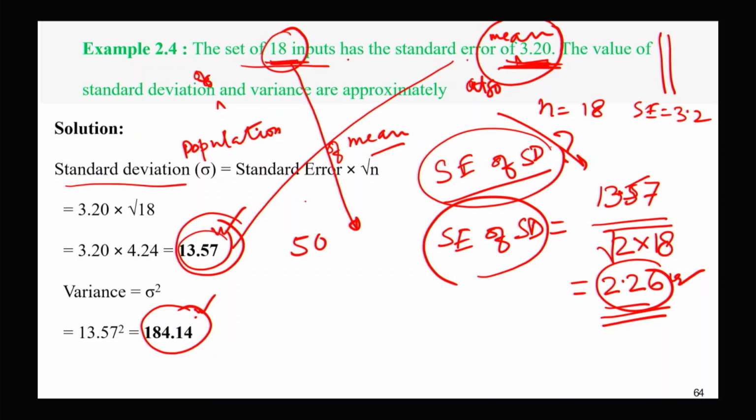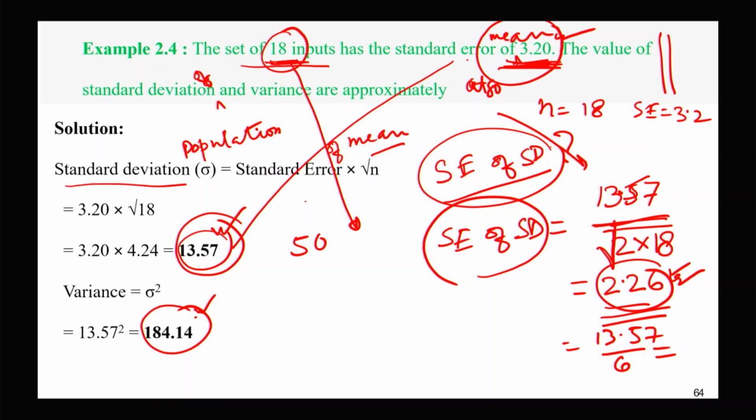So if 18 inputs give 3.2 standard error, we can just calculate 13.57 divided by under root 36, under root 36 is 6, that means 13.57 divided by 6, which is 2.26.